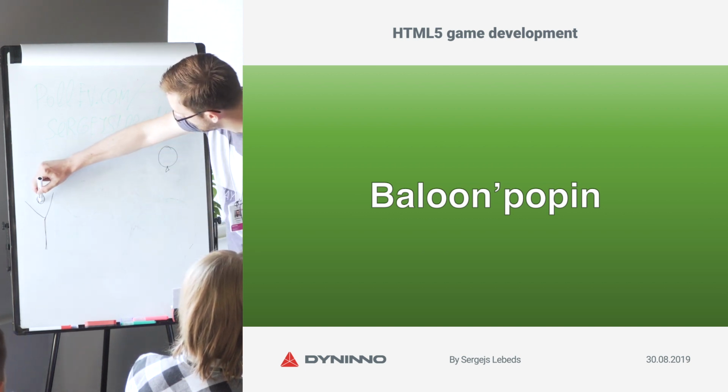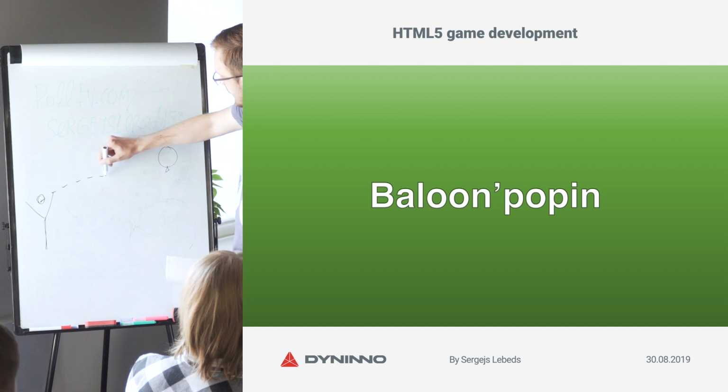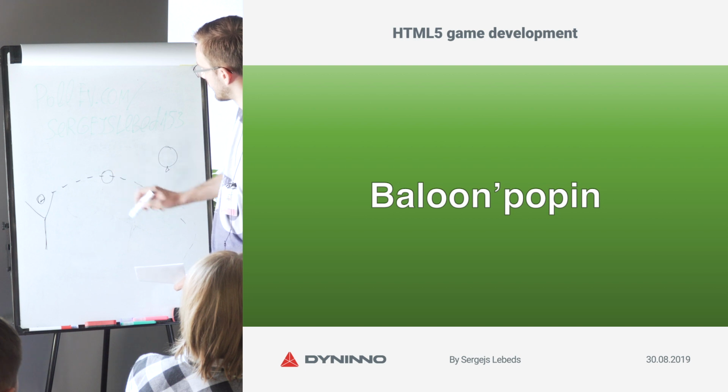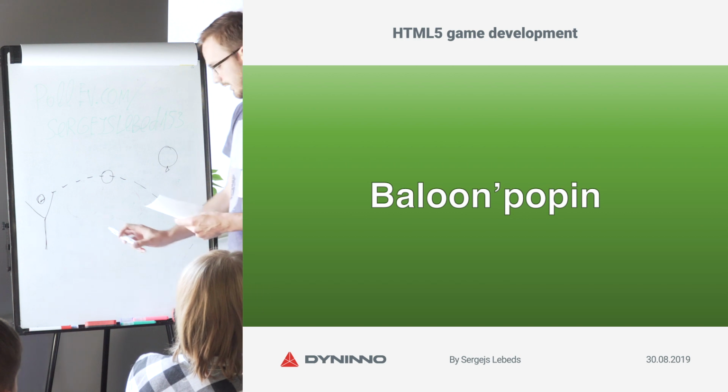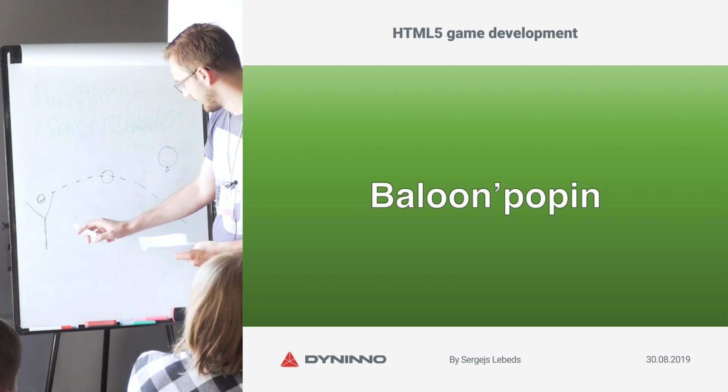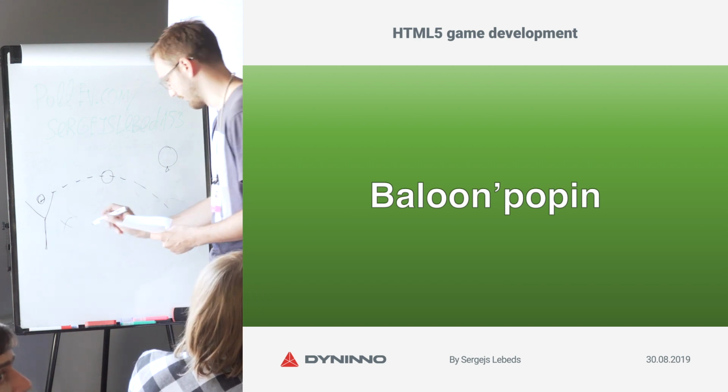So the trajectory will be something like this. And we need to calculate the position of the bird in time. We need to understand the trajectory that the bird will fly. And we can do it, for example, from this formula.